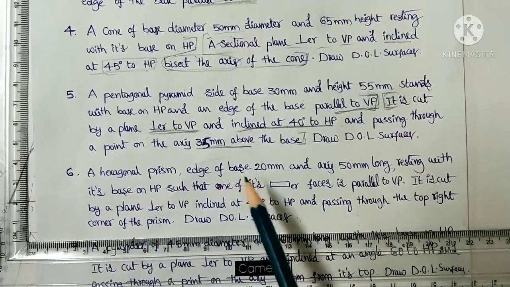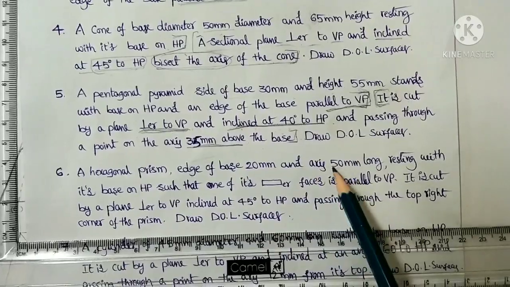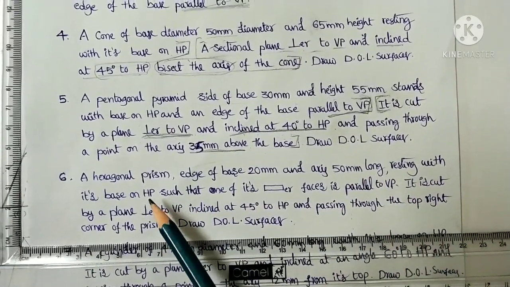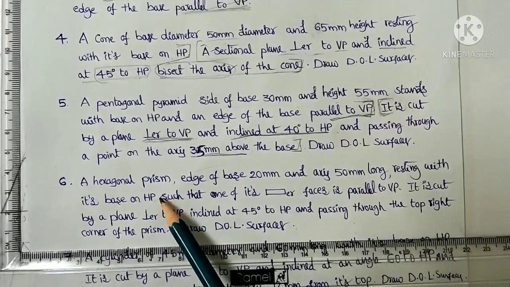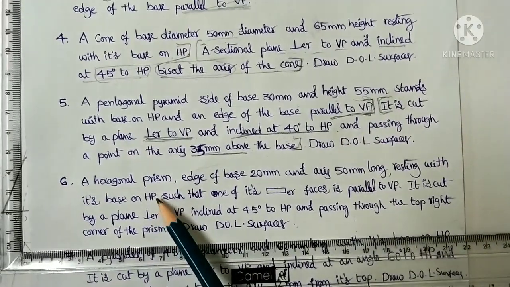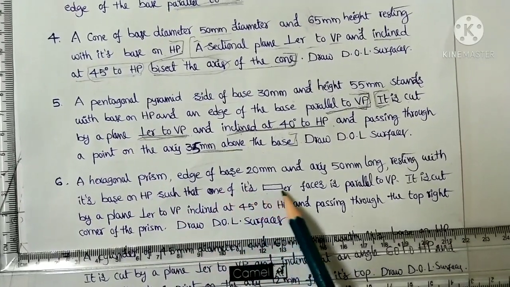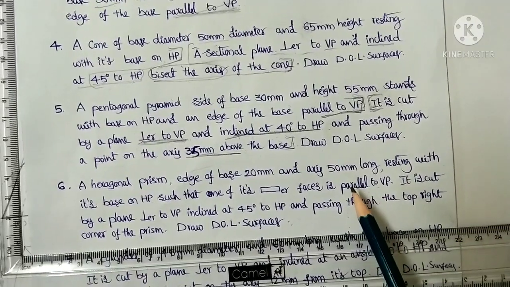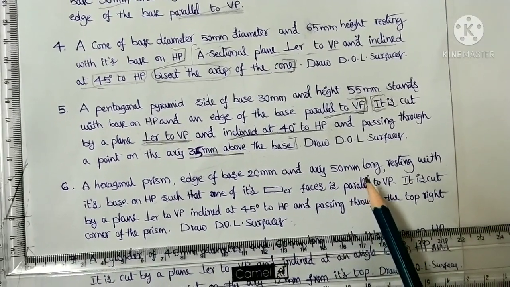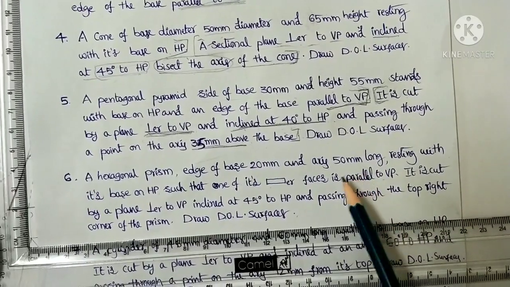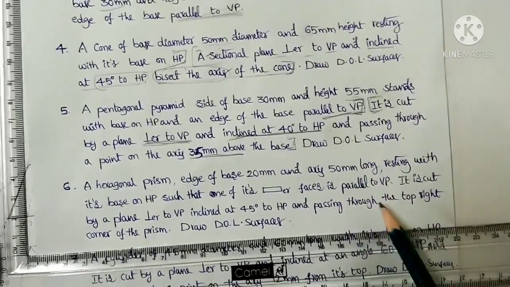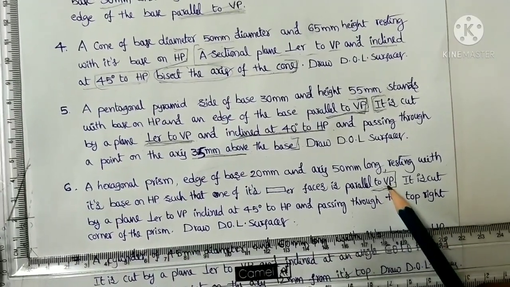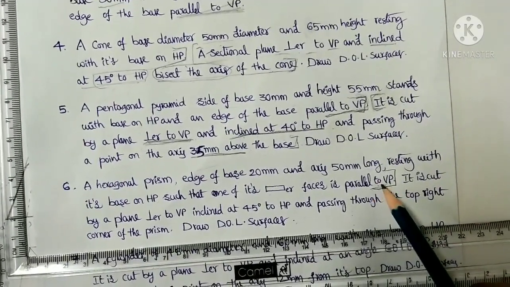A hexagonal prism, edge of base 20 mm and axis 50 mm long, resting with its base on HP. Again the object is located in the horizontal plane, that means in the top view we will get the true shape of the hexagon, such that one of its rectangular faces is parallel to VP. One of its rectangular faces is parallel to VP means we have to keep one of the base edges parallel to the reference line in the top view. Up to this point, this is related to orthographic projections. We have to complete this portion with an H or 2H pencil.